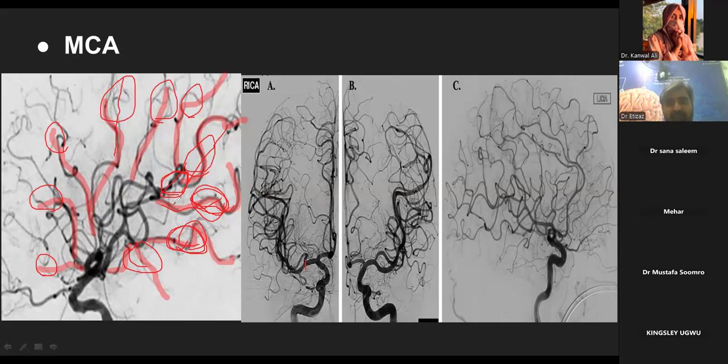Okay, so this is the lateral view. This is the AP view of MCA. The injection has been given. Where has the injection been given in these two vascular structures? In these two angiograms, please.